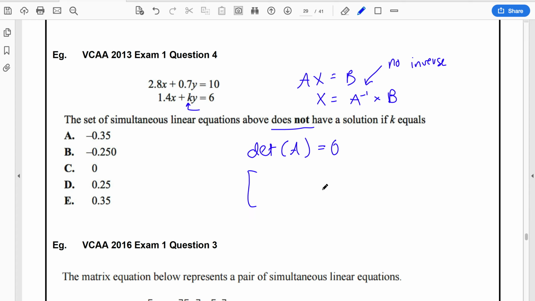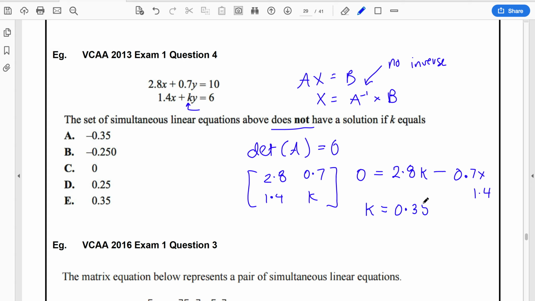And so here what I would do is set up what that matrix A would look like using the numbers that I have here. So it would be 2.8 for x, 0.7, then I've got 1.4, and I've got k. And of course, when I do my AD minus BC, so I've got 0, the determinant, which is equal to 2.8 times by k, so that's A times D. And then I'm doing minus B times C, so 0.7 by 1.4. And then I just put that into my calculator and solve it, and then I get k is 0.35. And so, of course, that would be E.